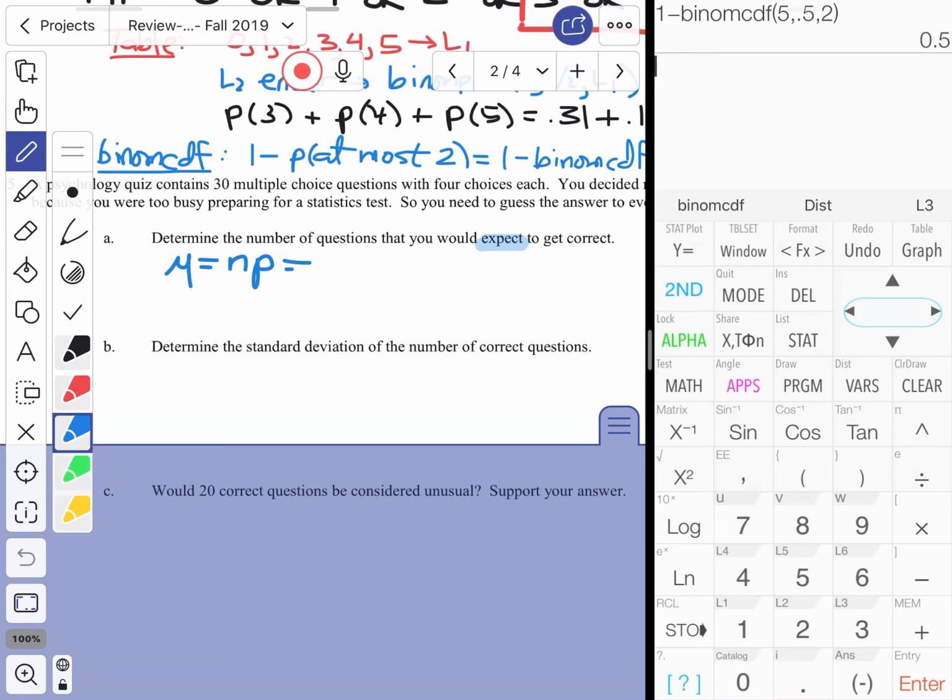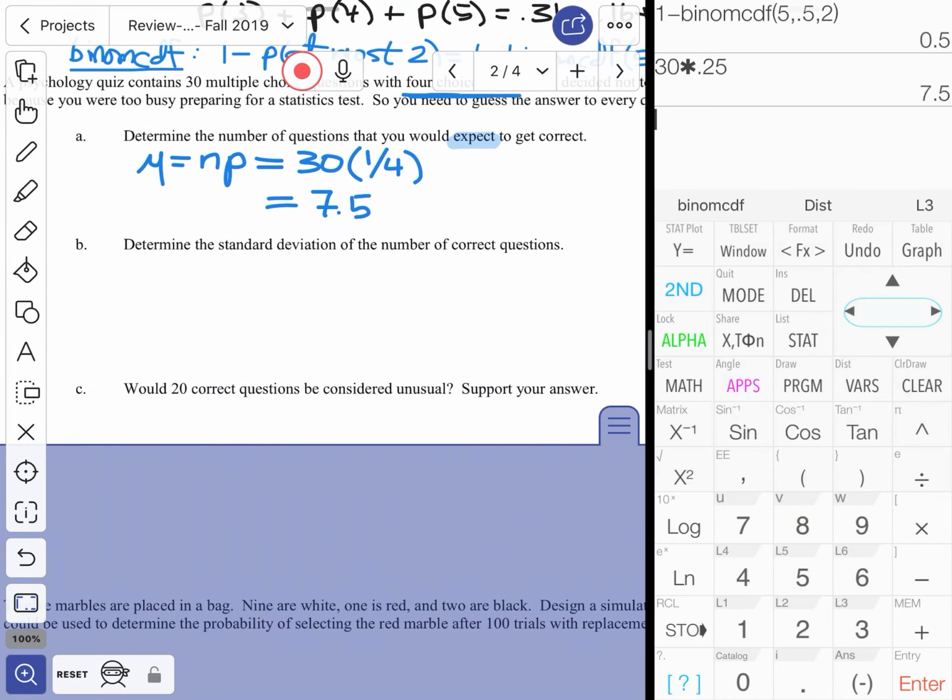Because mu, or the mean of a probability distribution, is the expected value of that distribution. All right? You have 30 multiple choice questions, each with 4 choices, which means you have a 1 in 4 chance of getting each question right. So I'm going to crank out 30 times 0.25. So I'm not going to expect to get any more than about 7.5 questions right, but then again, you wouldn't expect to get 7.5 questions right if it's multiple choice and you're not getting partial credit. But that's what the math tells us. So 7 to 8 questions.